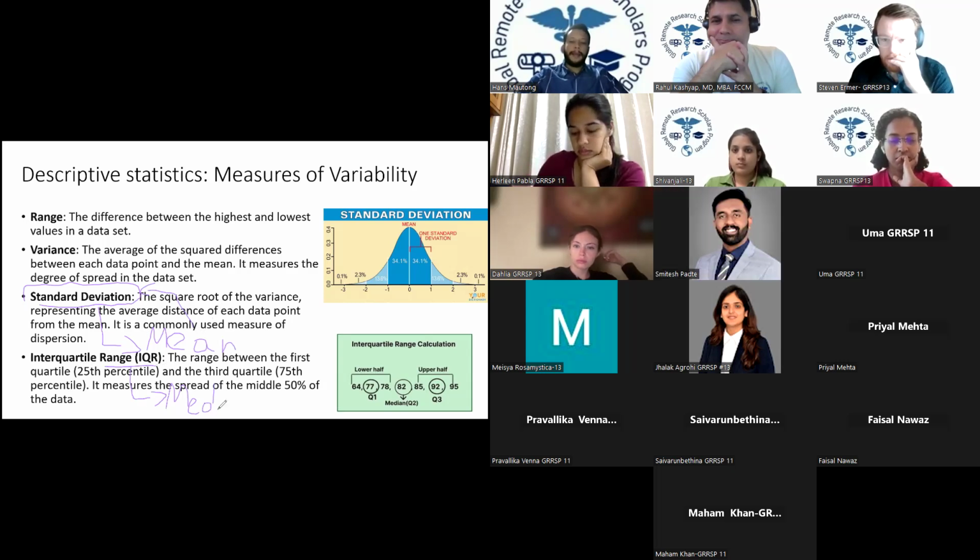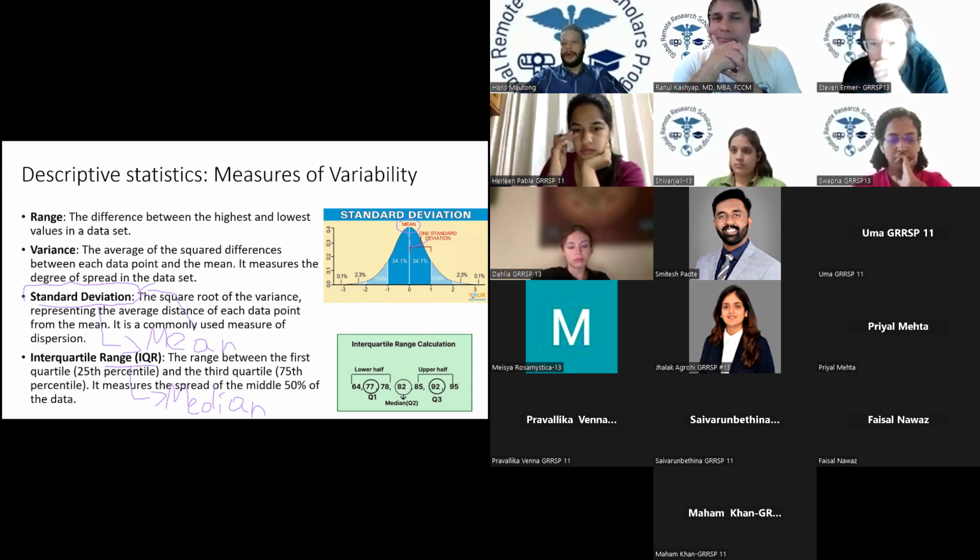And why is that? It's basically because they are calculated based on these measures of central tendency. That's why we were talking about means and standard deviations, and we are now going to talk about medians and interquartile range.